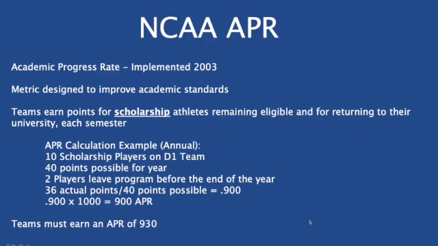A team's total points are divided by points possible and then multiplied by 1,000 to equal the team's APR. See the example on the slide. The NCAA uses a rolling 4-year APR to determine countability. Teams must earn a 4-year average APR of 930, the equivalent to a 50% graduation rate.